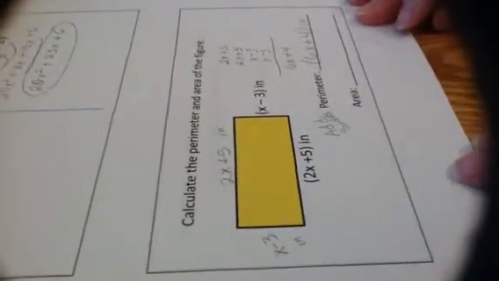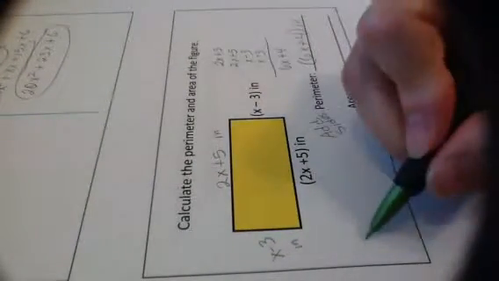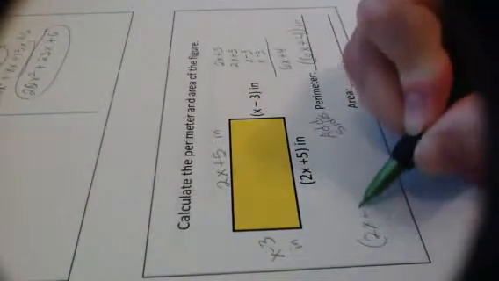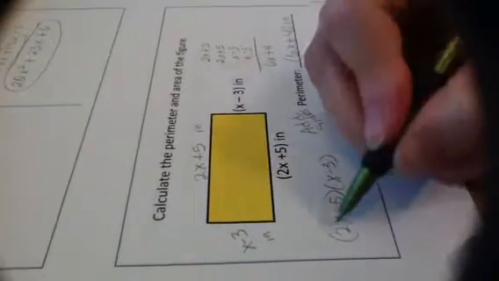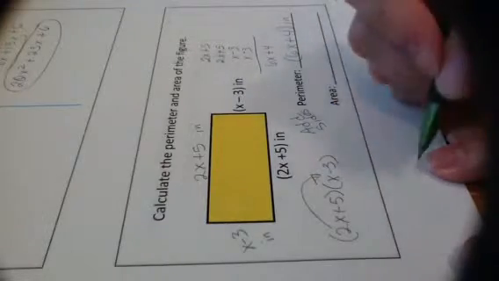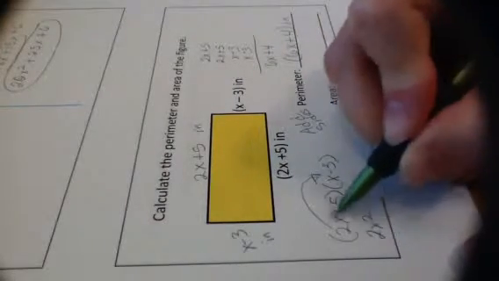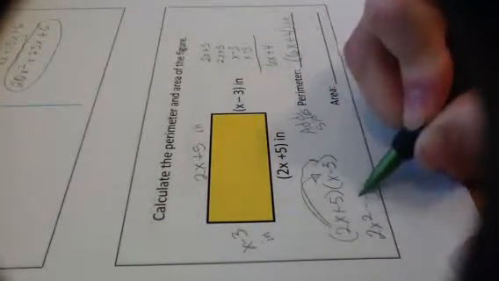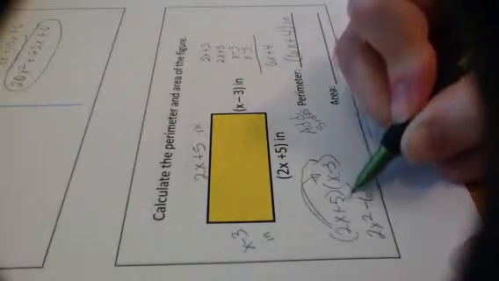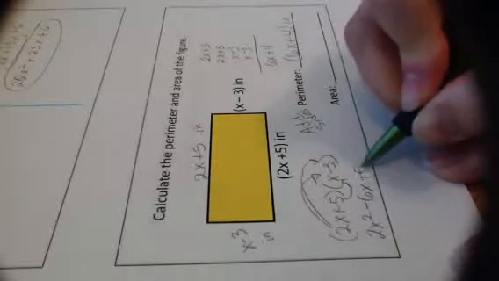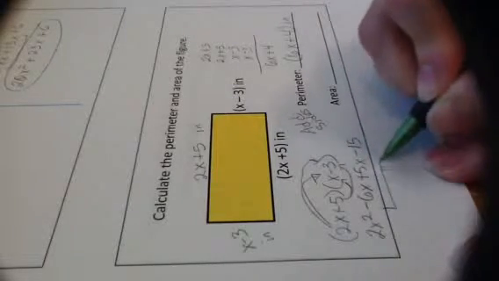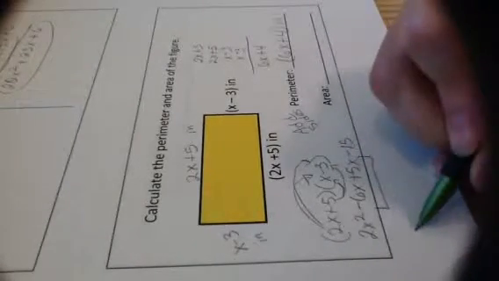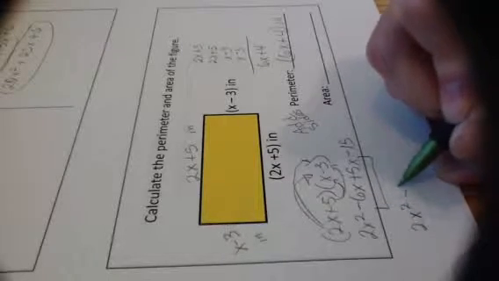Now area of a rectangle is base times height, so that would be your 2x plus 5 multiplied by x minus 3. 2x times x is 2x squared. 2x times negative 3 is negative 6x. 5 times x is 5x. 5 times negative 3, negative 15. These are like terms, so we can add them together. 2x squared minus x minus 15.